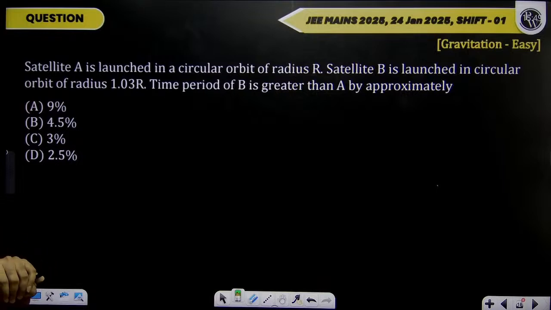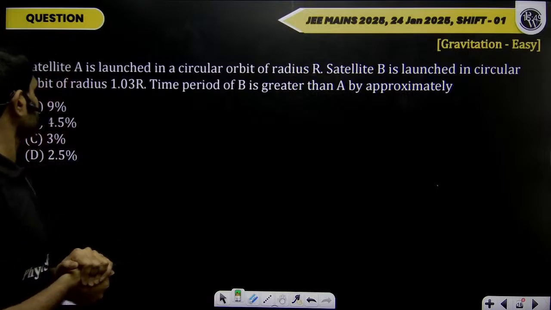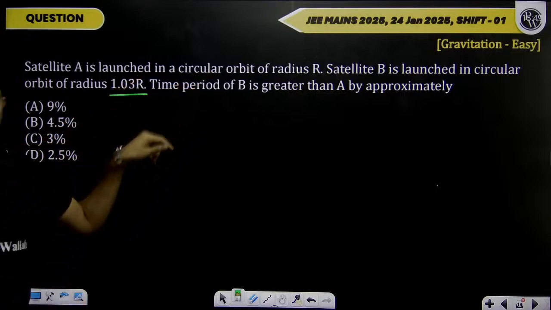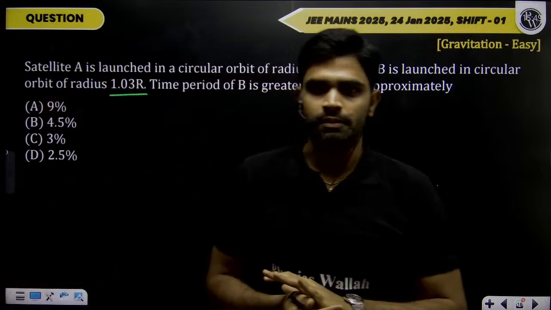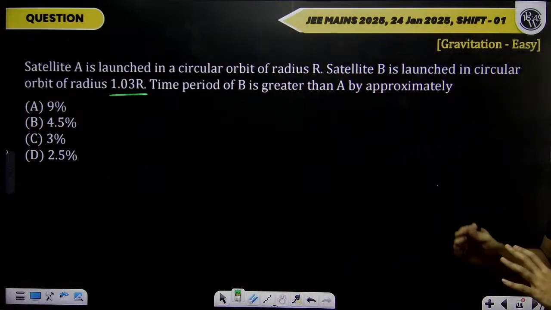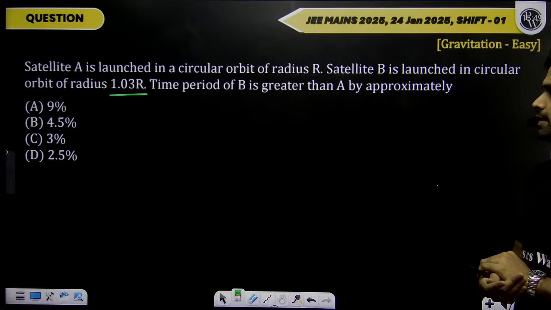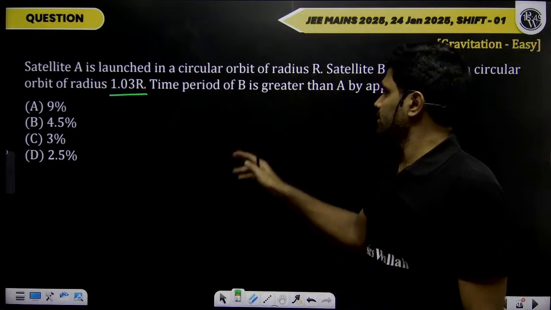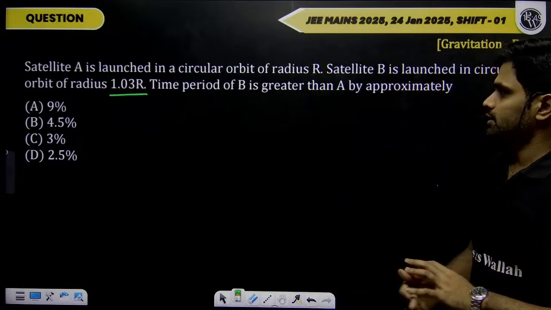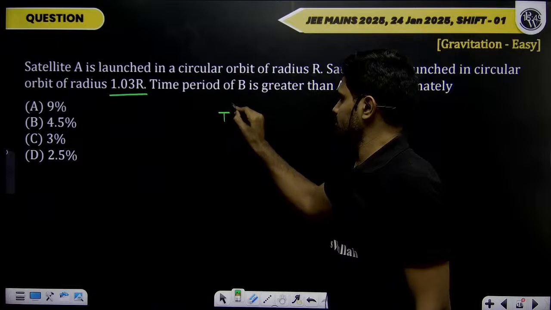Satellite A is launched in a circular orbit. Satellite B is also launched, but its radius is 1.03 r. There is not much difference between r and 1.03 r. They're asking the time period of B is greater than A by approximately how much. They are asking the relative change in time period. This is directly a Kepler's law question.